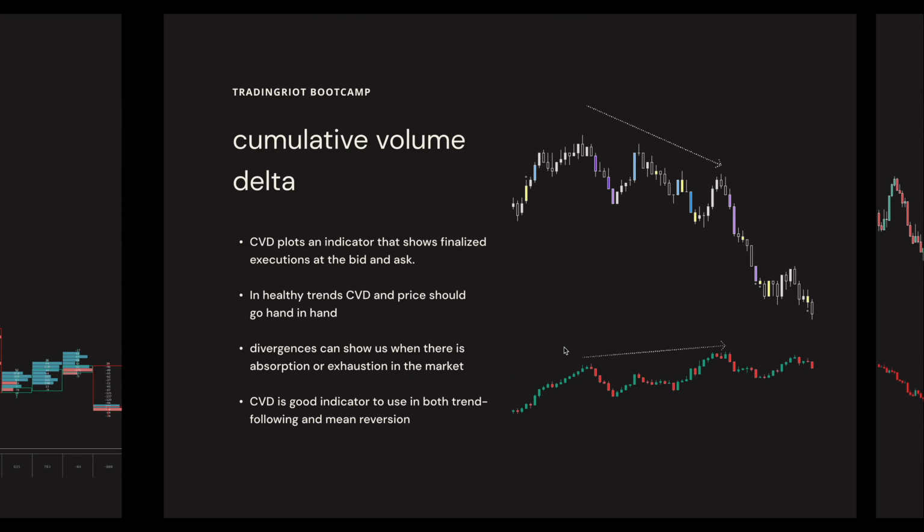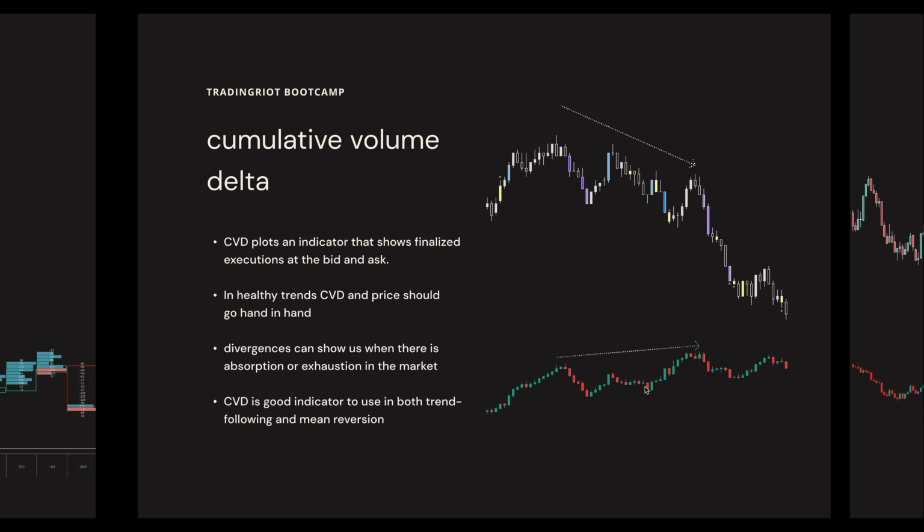Cumulative volume delta plots an indicator that shows the finalized executions at the bid and the offer. In healthy trends, cumulative volume delta and prices should go hand in hand. Like I said, when markets go down, cumulative volume delta should also go down. When markets go up, cumulative volume delta should also go up.